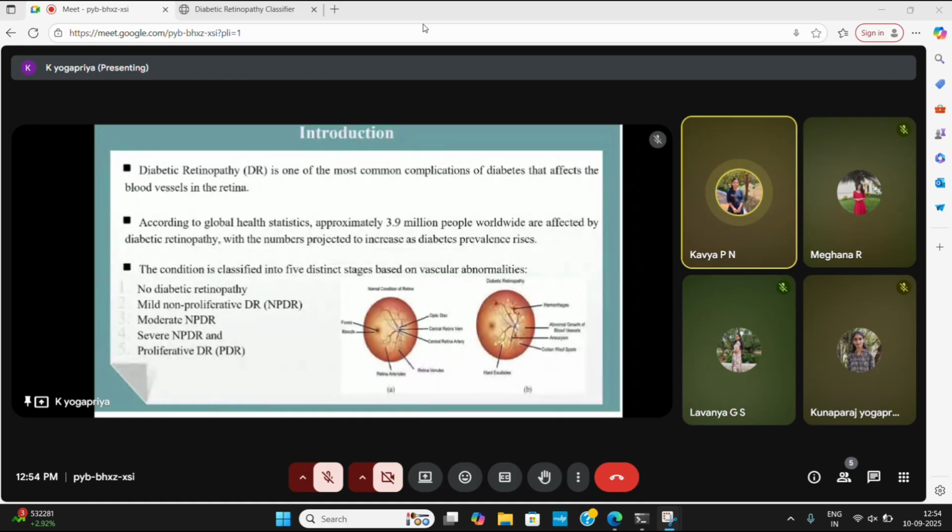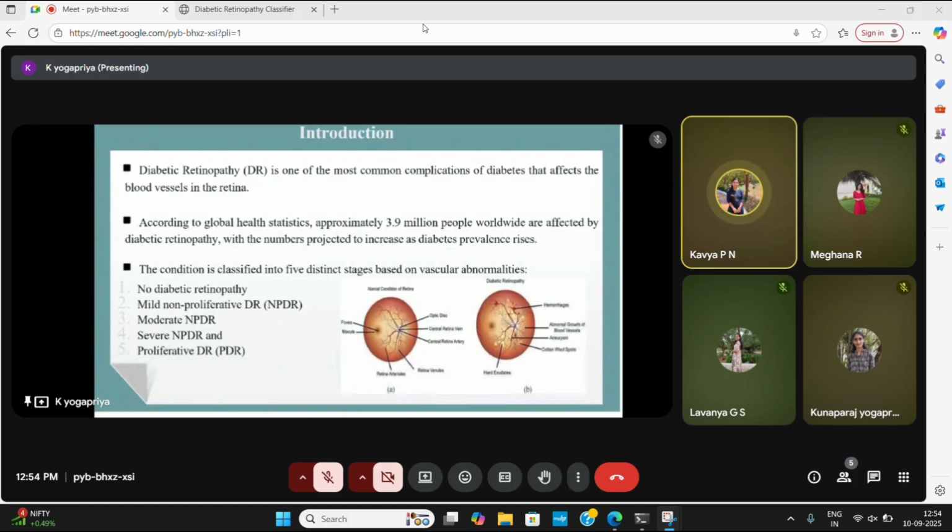According to global health statistics, approximately 3.9 million people worldwide are affected by diabetic retinopathy, with the numbers projected to increase as diabetes prevalence rises. The condition is classified into five distinct stages based on the vascular abnormalities and their manifestation on the retina. Each stage represents the progression of the disease.